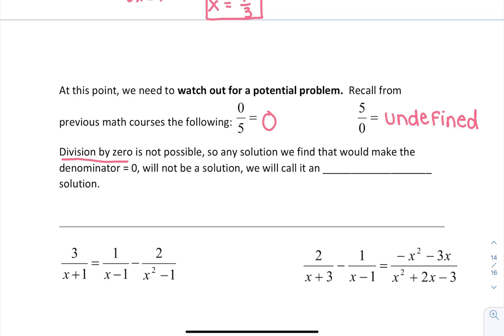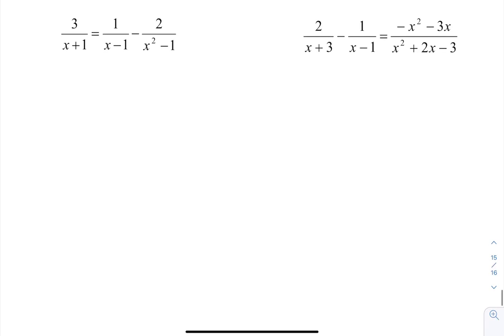That means if I find some solution, maybe it's like a 7, and I plug it back in, and I find out it makes the denominator equal to 0, it's not going to be a solution. And what we're going to call it is an extraneous solution. So let's see what happens in these next two examples. In this first example, the first thing I'm going to do is factor.